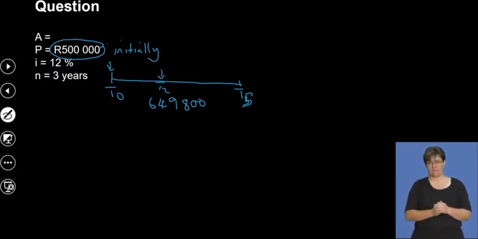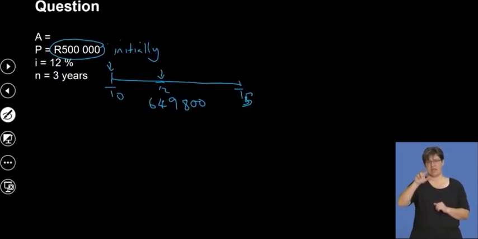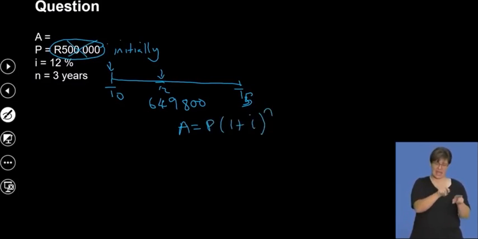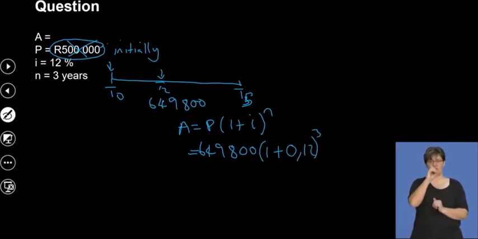But let me just verify what the amount was again. So the amount was 649,800. That was correct. So the P value, please note, it's not going to be the 500,000. It's going to be what the balance is in the bank account at the time. So this will be P into 1 plus i to the exponent of n. So this is 649,800 into 1 plus the interest now went down to 12%, and this was for 3 years.